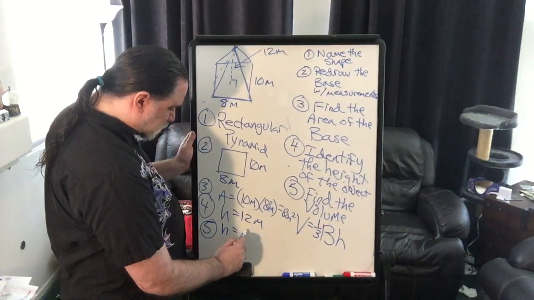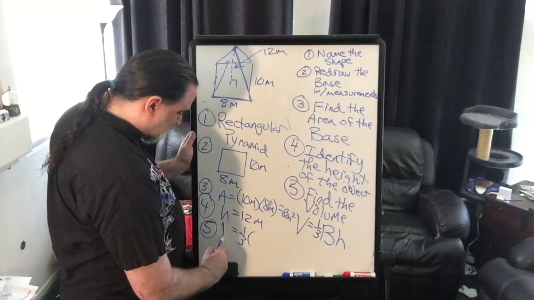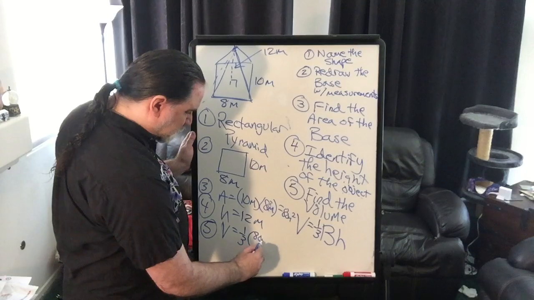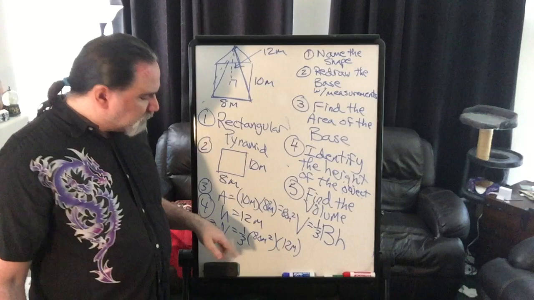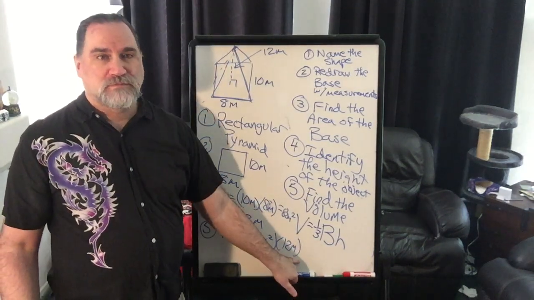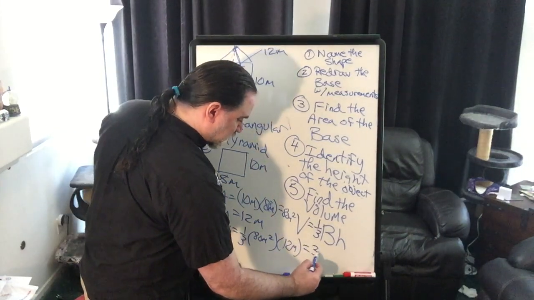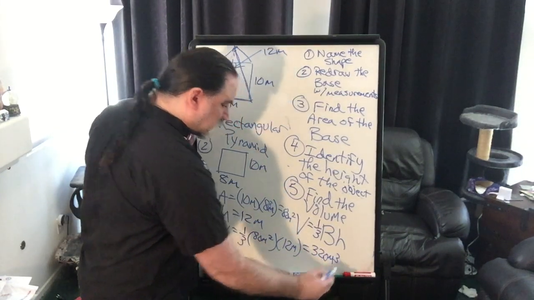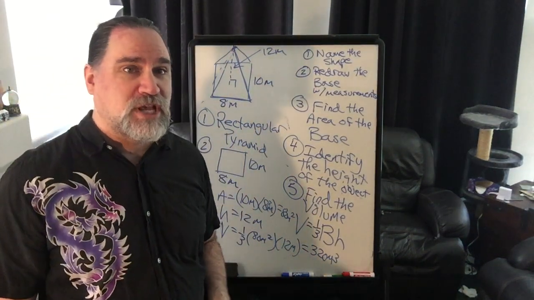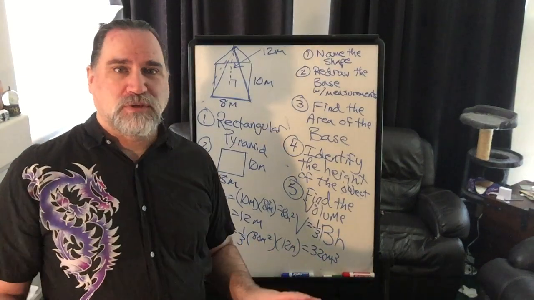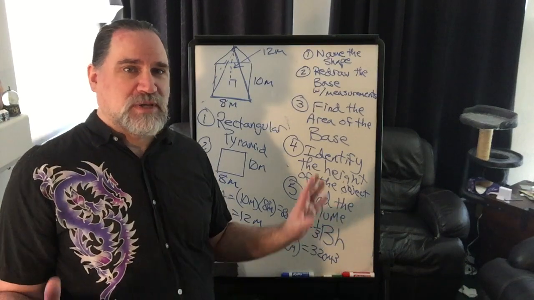So V, volume, equals 1/3 of 80 meters squared times 12 meters. And because I can multiply in any order, I know 1/3 of 12 is 4. 4 times 80 is 320. And we're still dealing with cubic units, because anytime we're dealing with volume, we're always dealing with cubic units. We don't care what the shape is. If it's volume, it's cubic units. If it's area, it's square units. That never changes. Doesn't matter what the shape is.